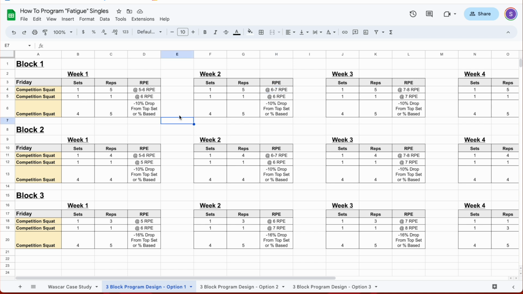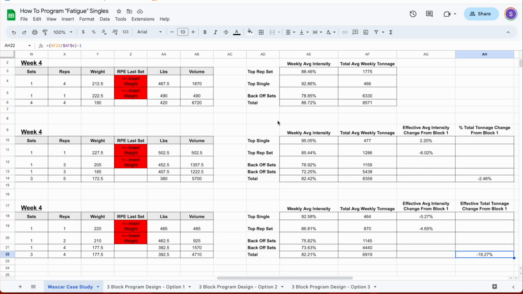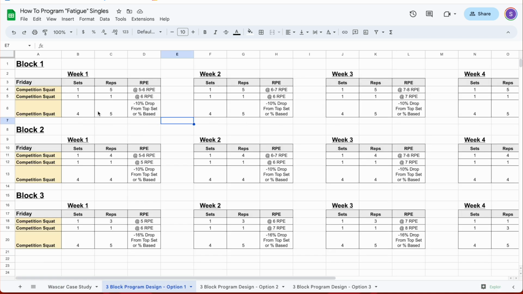But what we can do to maintain this average intensity and this tonnage that got so affected by us prioritizing that single and how it affected the rep work is, like I said, you can either do a percent drop from the top set or percentage based. With Wascar, we're doing percentage based moving forward here. But even so, here we have a 3-block progression of a very slow adjustment and change of prioritizing those singles slowly. So no matter what, we are continuing to implement the fatigue single system where it's afterwards.